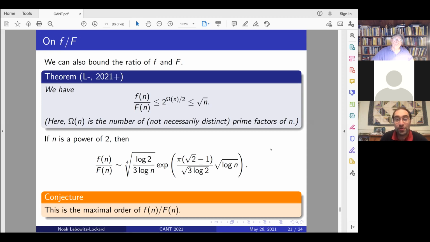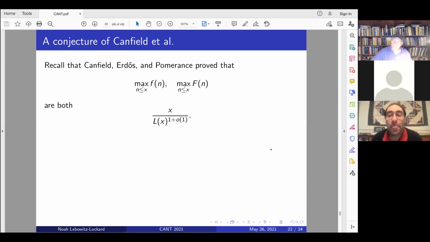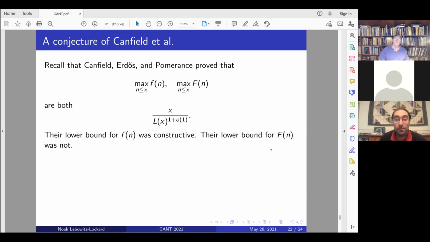And I'd like to close with one really interesting implication of this theorem. So earlier in the talk, I stated that Canfield, Erdős, and Pomerance proved that the maximal orders of little f and big F are both x over L of x to the 1 plus little o of 1. However, only their lower bound for little f of n was constructed. The lower bound for big F of n was not. They never actually construct a value of n for which capital F of n is x over L of x to the 1 plus little o of 1. They only have an existential proof.